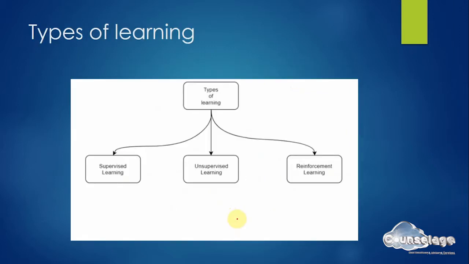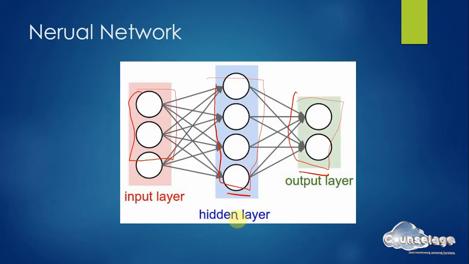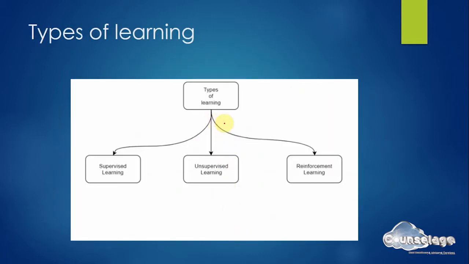The process of learning differs broadly on the types of feedback given and knowledge of the correct outcome. Types of learning can be broadly classified into three types: supervised learning, unsupervised learning, and reinforcement learning.